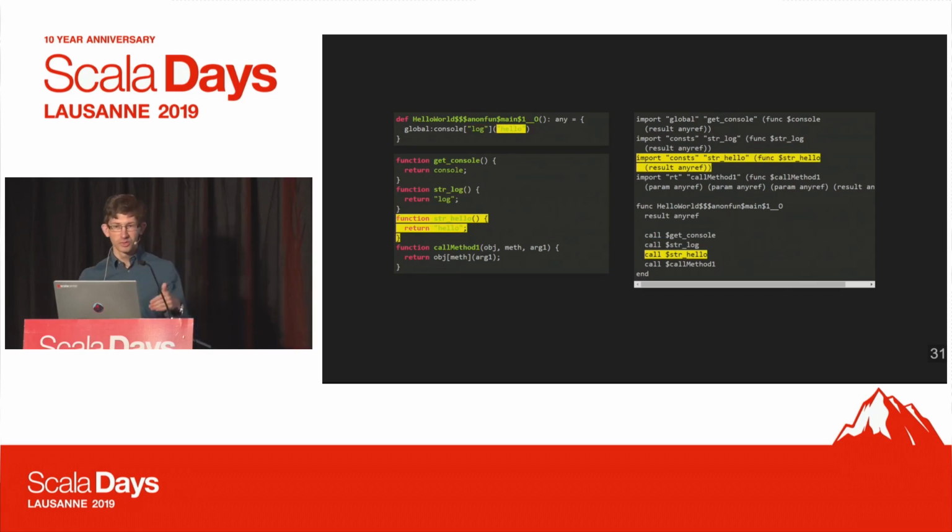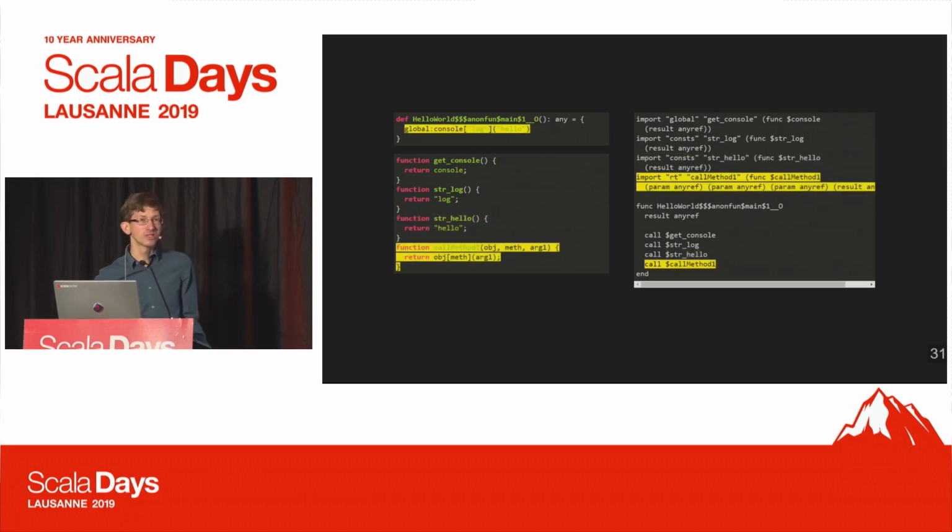And finally, when we've put those 3 things on the stack, the console object, the log string, and the hello string, we want to call the method. But WebAssembly doesn't know how to call a JavaScript method. But it's not a problem. You can write a JavaScript function that is going to call a method, call method 1. It takes an object, a method, and an argument, and it's going to call the method. Then you can import that function from WebAssembly, and you can call it.